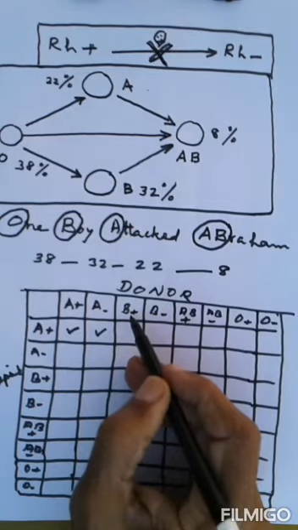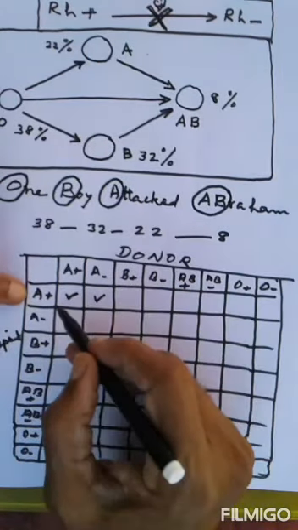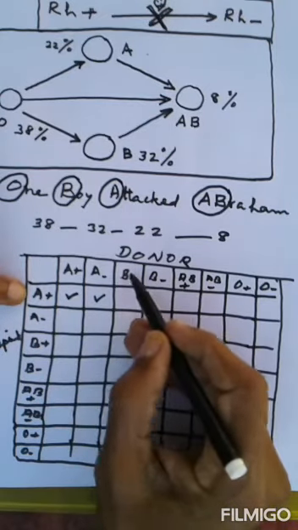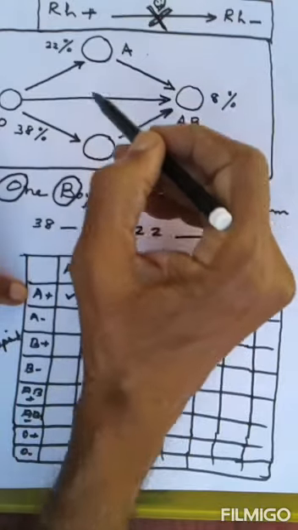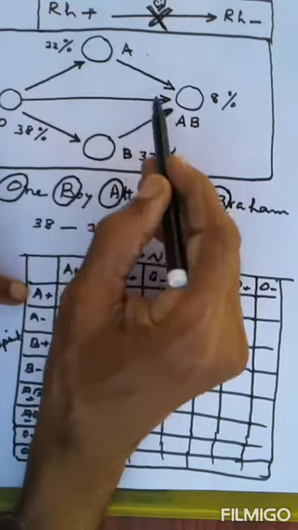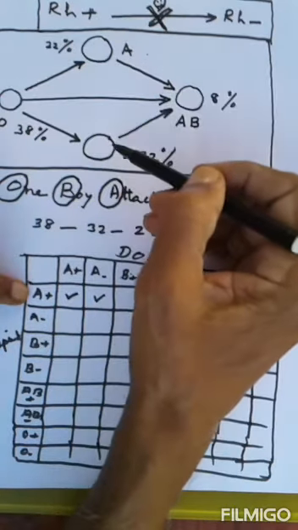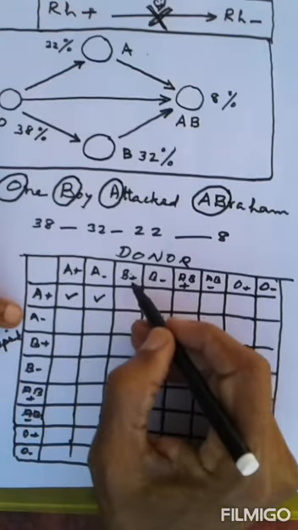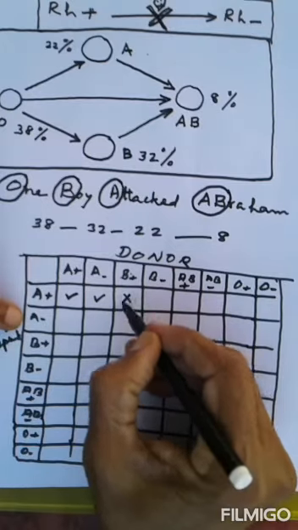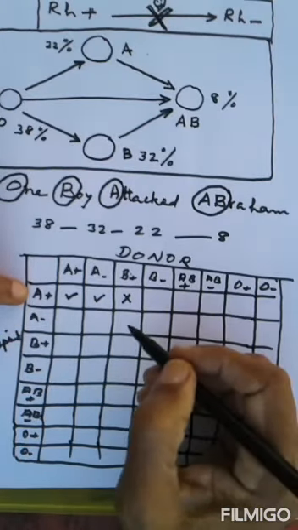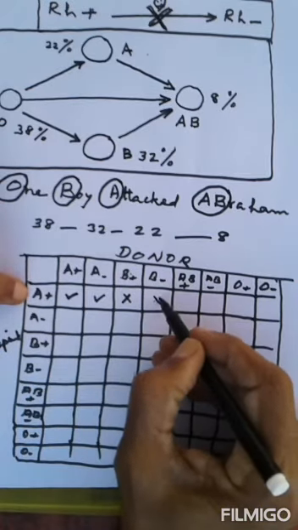B plus to A plus. Is it allowed or not? B to A is not allowed. The allowed possibilities, that is the compatible possibilities, are given by these arrows. So there is no arrow from B to A or from A to B. It is not possible. So B plus to A minus is not allowed. So I will put an undo mark here. B minus to A plus, that is from B to A, again undo mark. B to A is not possible.